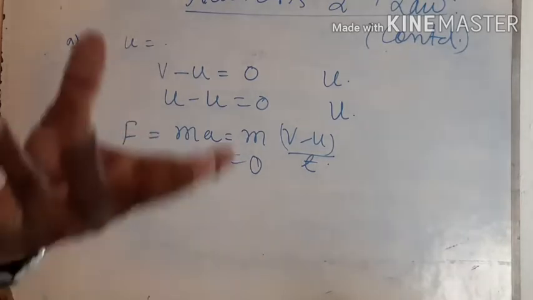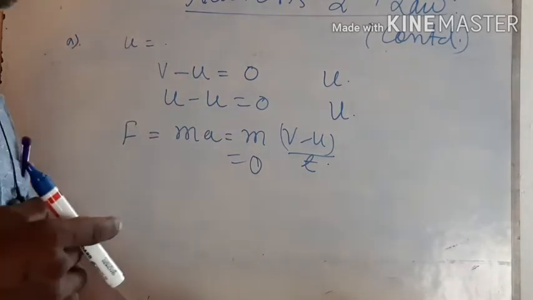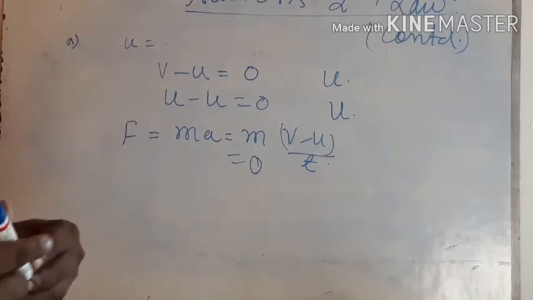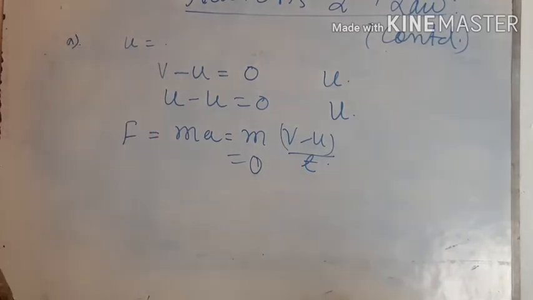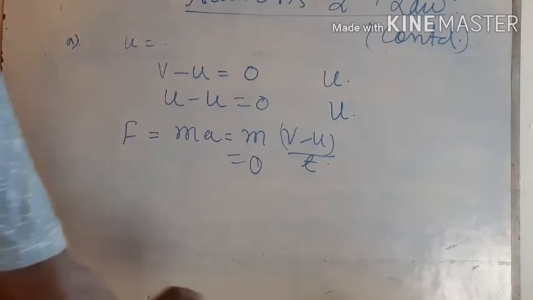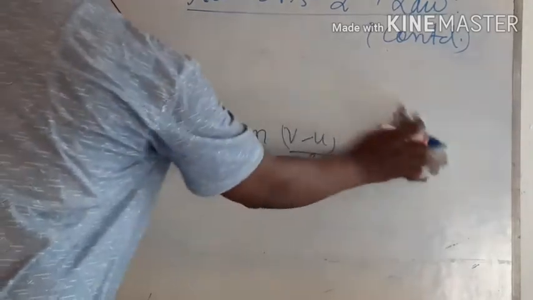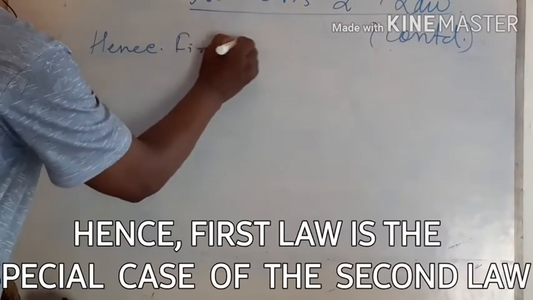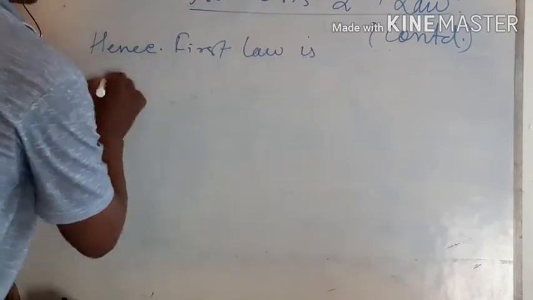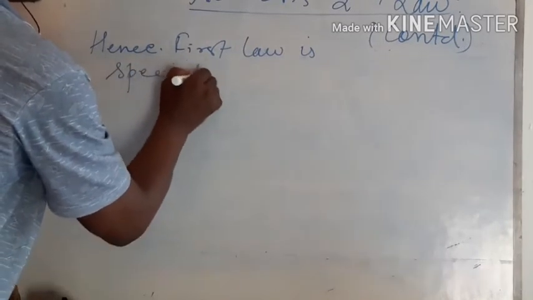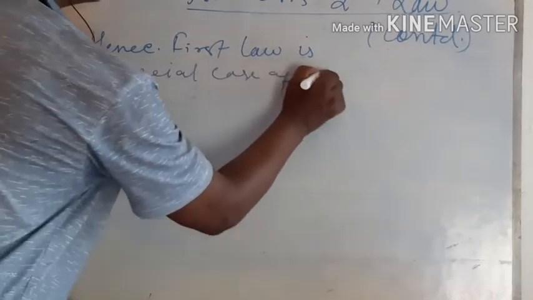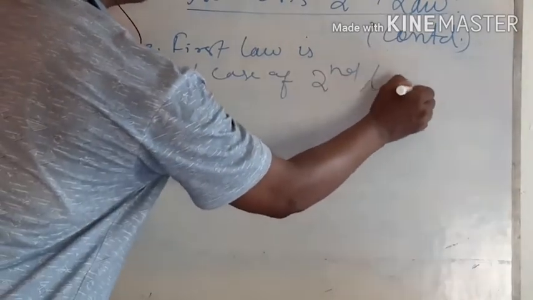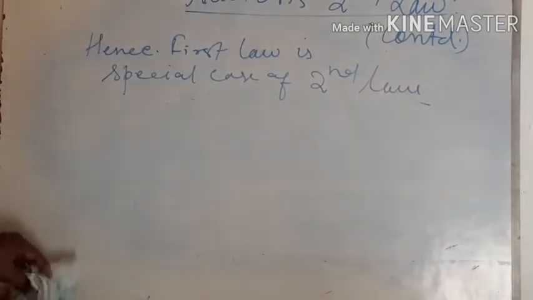And this is your Newton's first law. So one by one we have proved these two statements of Newton's first law using Newton's second law. So we can say that the first law is a special case of Newton's second law. Hence, the first law is a special case of the second law. Second law means Newton's second law, right?